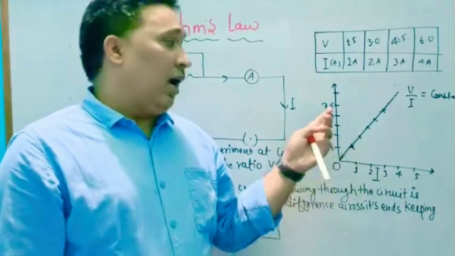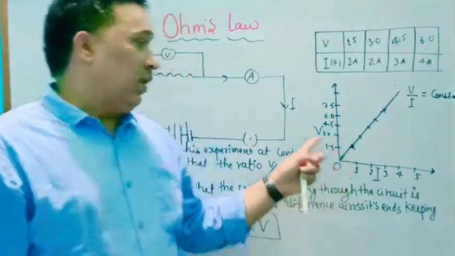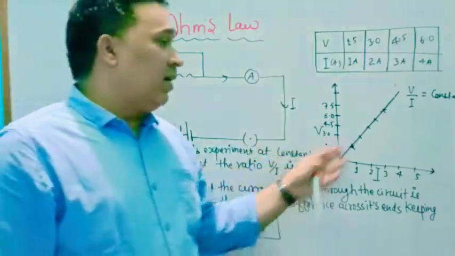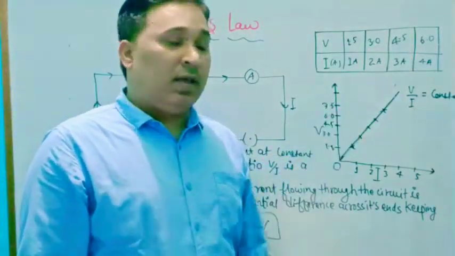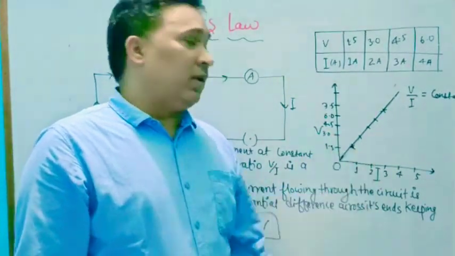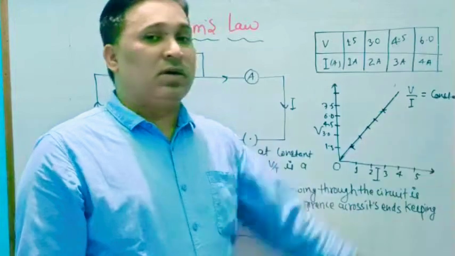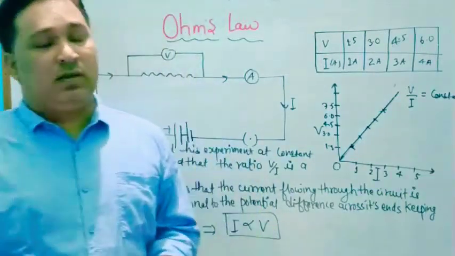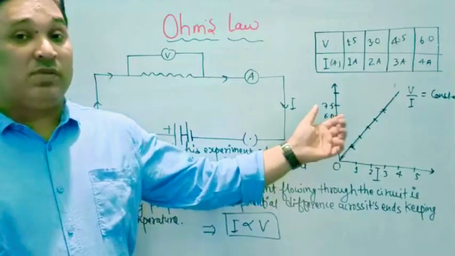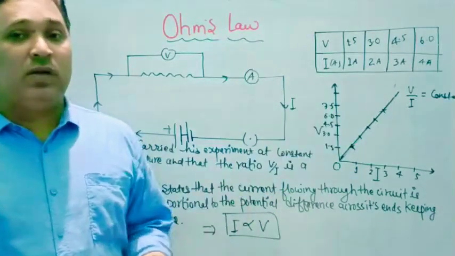The graph is between V and I, and he found that the plotted graph line is a straight line. On this particular straight line, at any point, the ratio V by I is always a constant. He observed that. By observing that the ratio V by I is always a constant, he concluded a law.